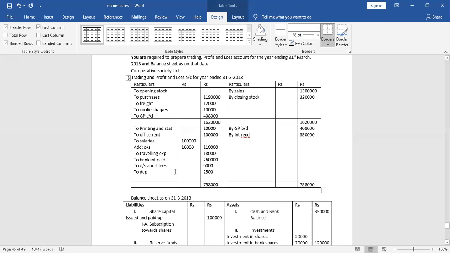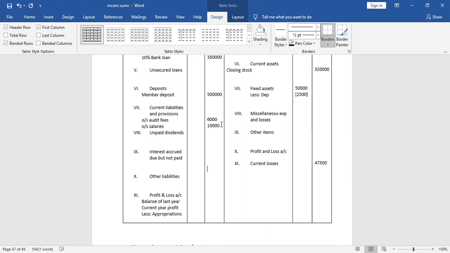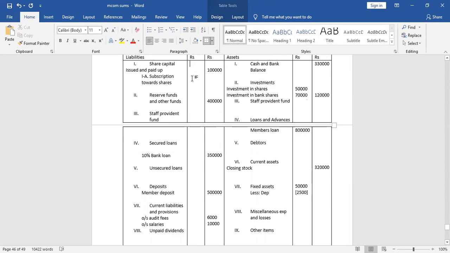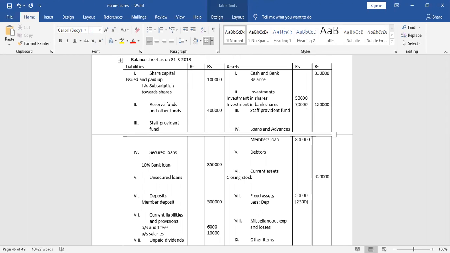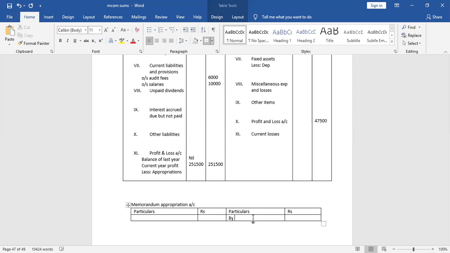7,58,000. Now see what net profit we are getting. To net profit carried down. What net profit? 2,51,500. This will come here too, because last year's profit is nothing, so only current year profit will come. 2,51,500. Let me see where the amount is. So here last year's profit is nil and current year profit is 2,51,500. So here also write the same: by net profit brought down 2,51,500.